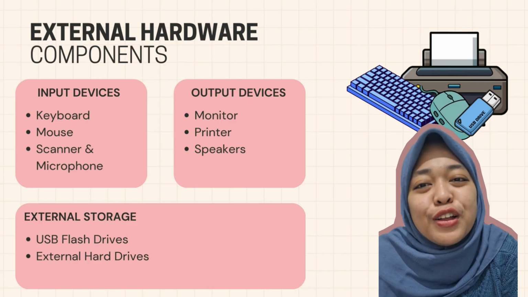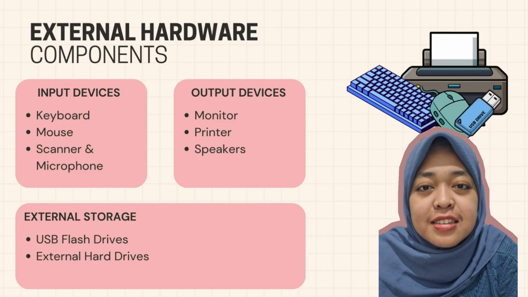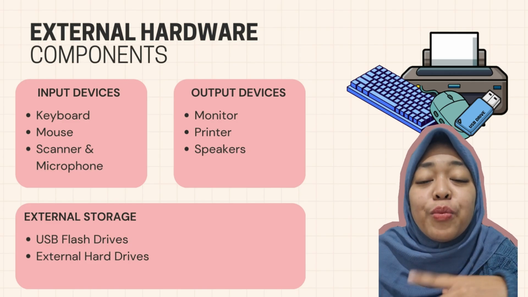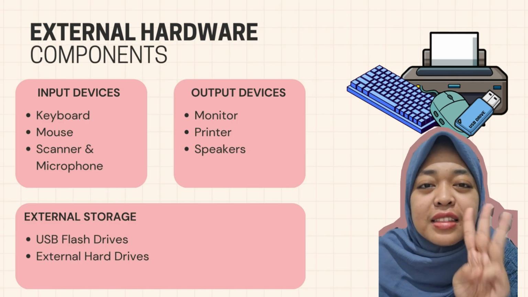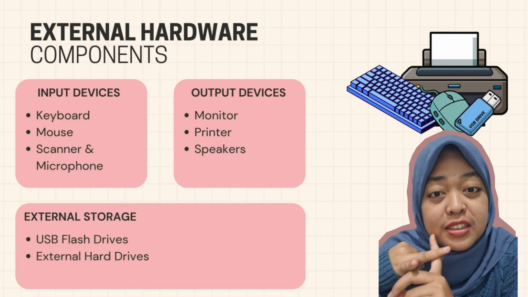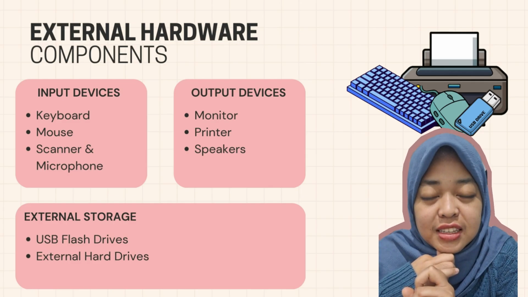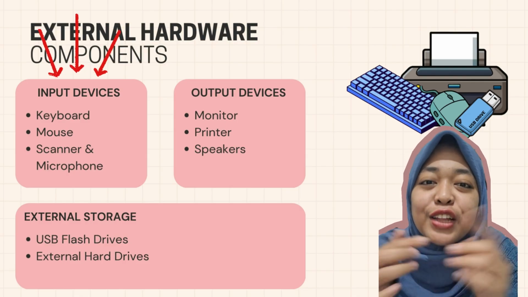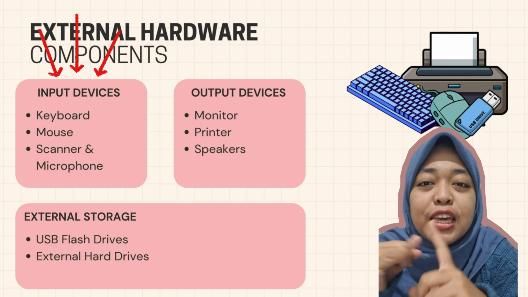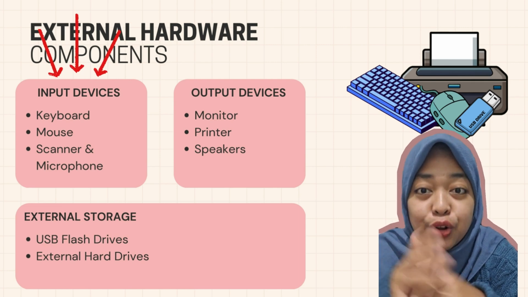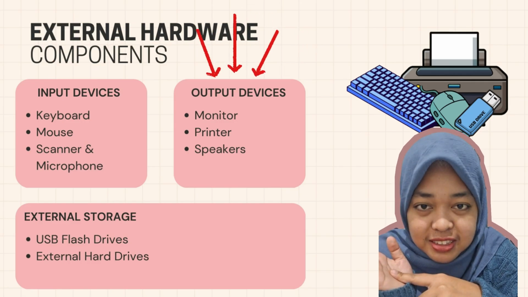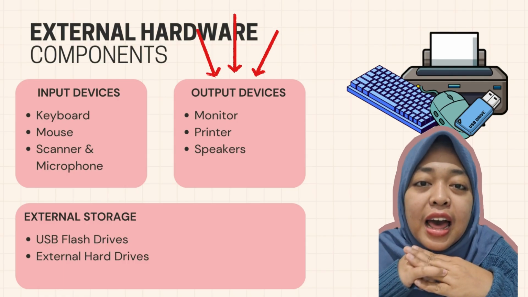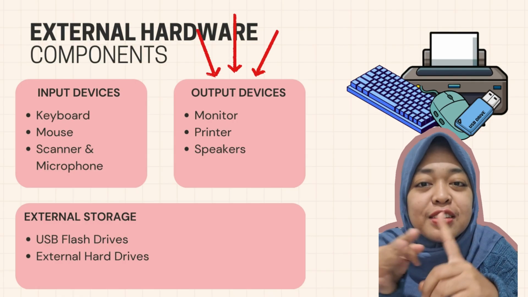This slide is about external hardware components. These are tools that we connect to the outside of the computer. External hardware has three types: input devices, output devices, and external storage. First, input devices. Input devices are used to put data into the computer. Examples are keyboard, mouse, scanner, and microphone. Next, output devices. Output devices show the results from the computer. Examples are monitor, printer, and speaker.